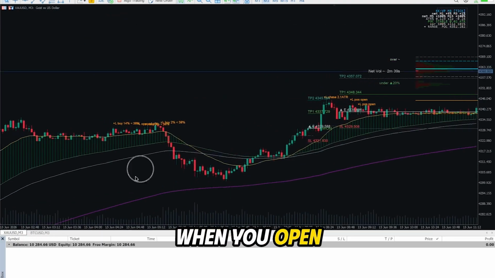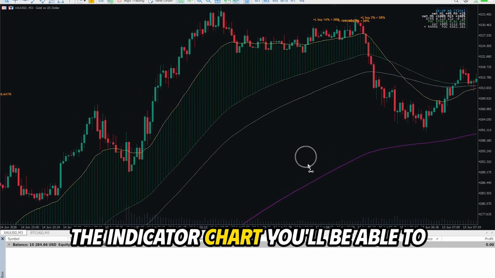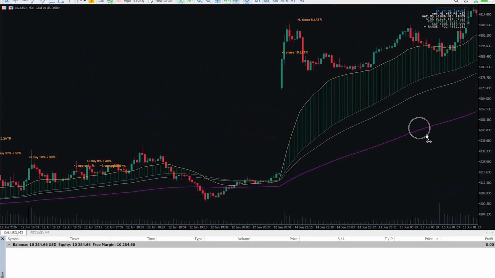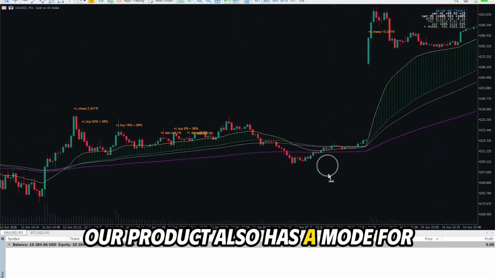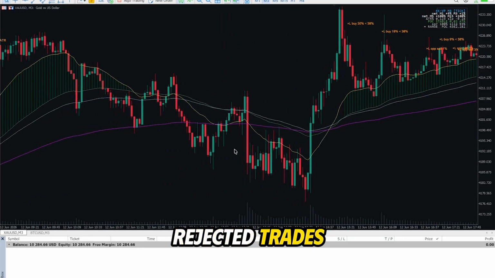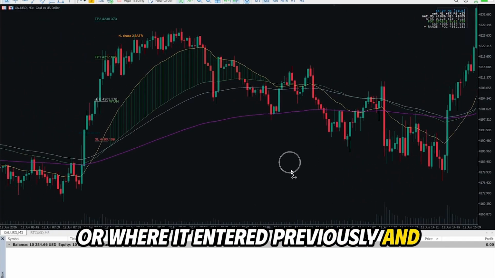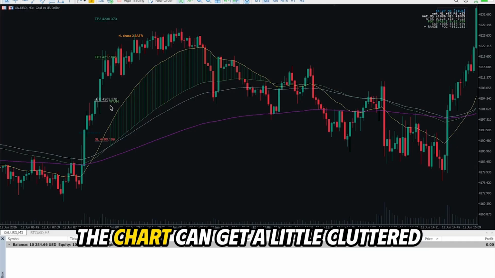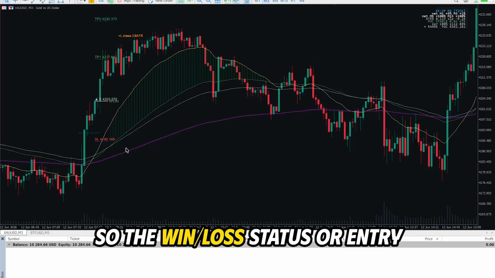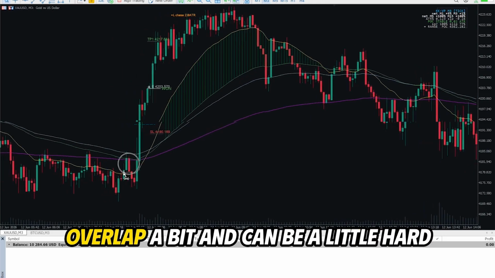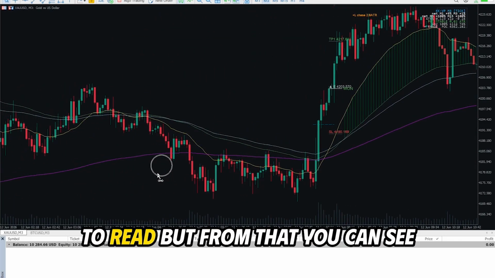When you open the indicator chart, you'll be able to see that our product also has a mode for reviewing the past, seeing where it rejected or where it entered previously, and wins will be marked. The chart can get a little cluttered, so the win-loss status or entry points, sometimes the numbers overlap a bit and can be a little hard to read.